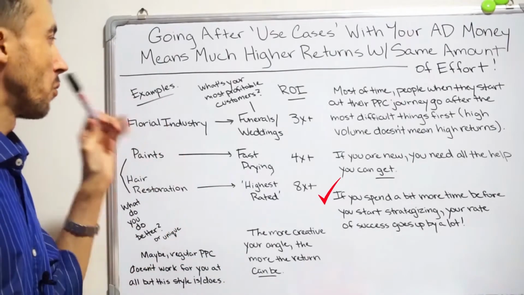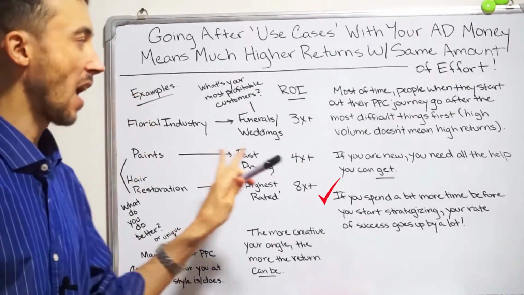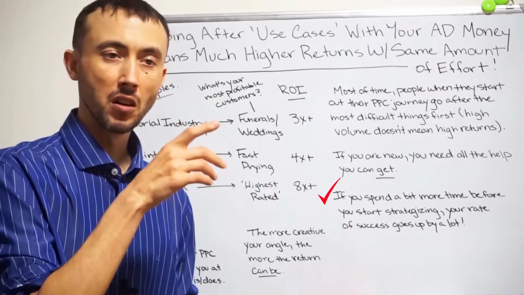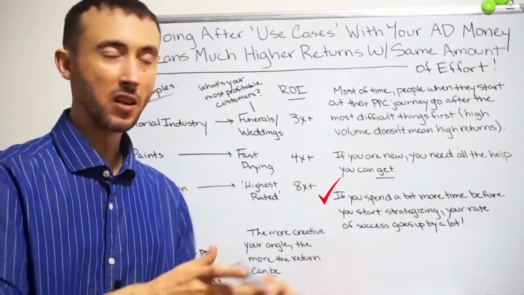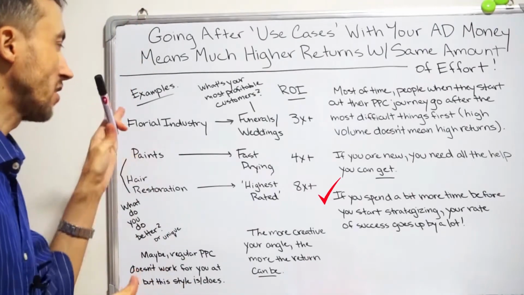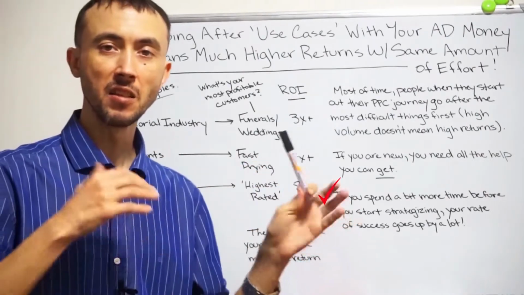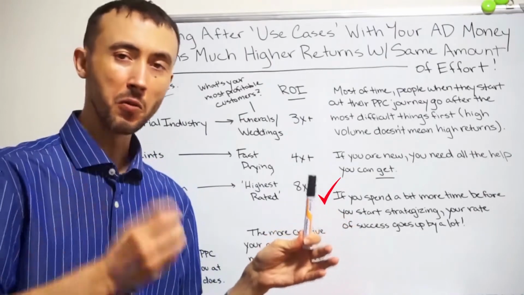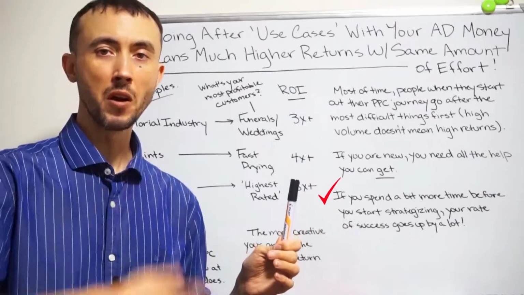So anyway, what is this hack where you're going to be able to go after some customers in your market that nobody else is going after, to get you an abnormally high return? I got several examples of where I did this in various different markets, to give you a real life example of how you do this for your own market.